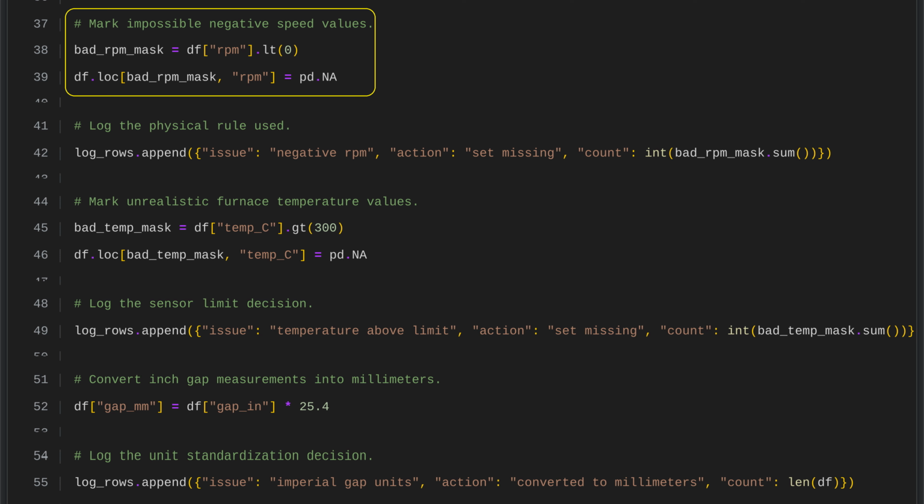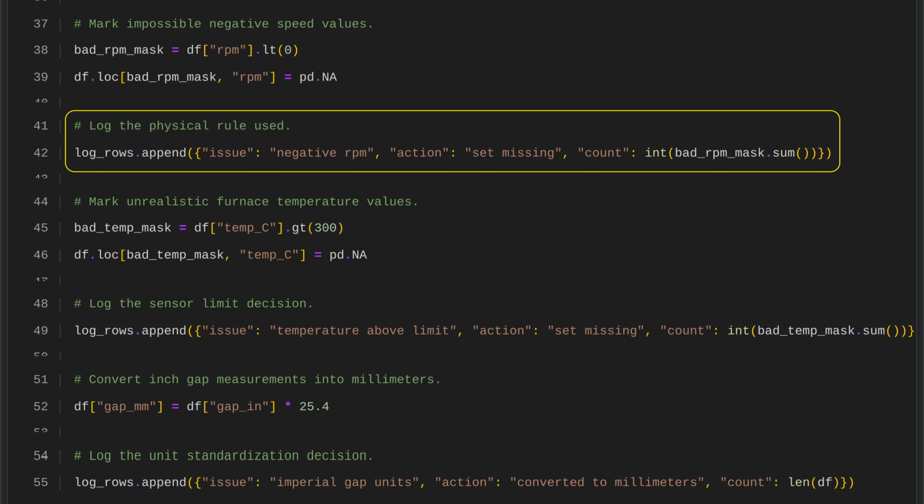We check the data for negative values in the RPM column, since negative RPM is not physically possible. Any rows with invalid RPM values are marked as missing using Pandas NA, so they can be handled properly during later cleaning or analysis. The code records how it handles negative RPM values by adding an entry to the log. The entry notes the issue, the action of marking those values as missing, and the number of affected records. This creates a clear audit trail for changes made by that rule.